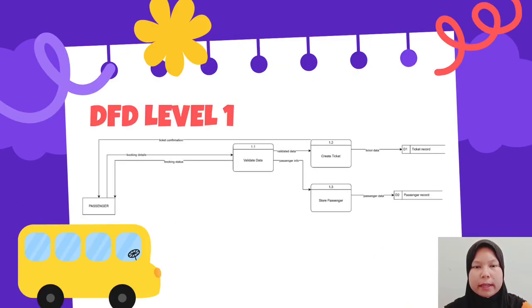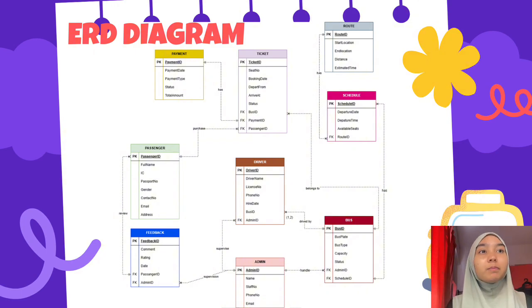Now, let's move to the DFD level 1 of the passenger ticket booking system. This diagram breaks down the main process into smaller sub-processes. The passenger sends booking details to the system. The validate data process checks the information and returns a booking status. If valid, the data flows forward. Validated data goes into create ticket, where the system generates the ticket. The ticket information is stored in the ticket record data store, and the passenger receives a ticket confirmation. At the same time, passenger information is sent to store passenger, which saves the details in the passenger record data store.